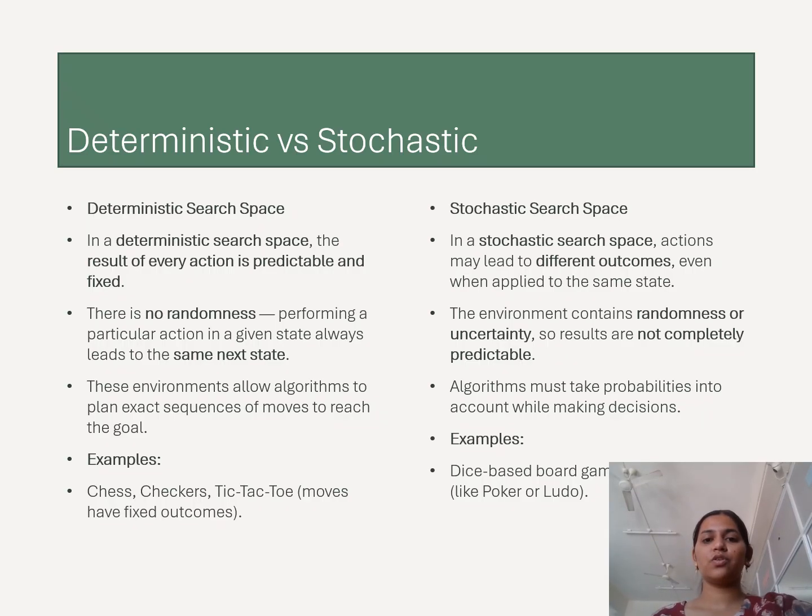Next is the stochastic search space. In this, an action may lead to different outcomes even when applied to the same state. The environment contains randomness or uncertainty, so results are not completely predictable. The algorithm must take probabilities into account while making decisions. For example, weather forecasting.